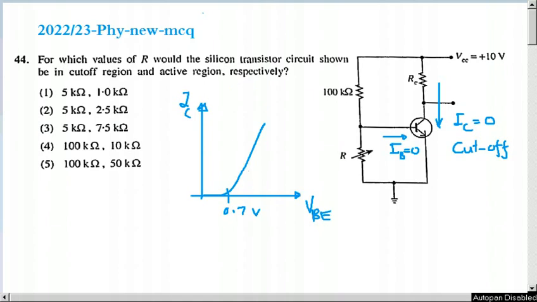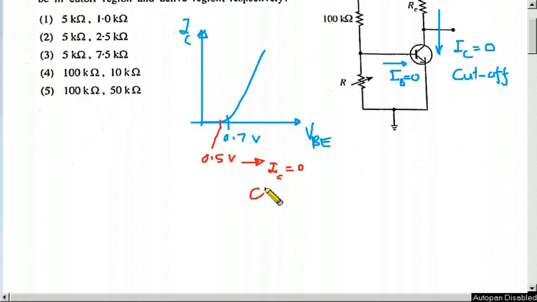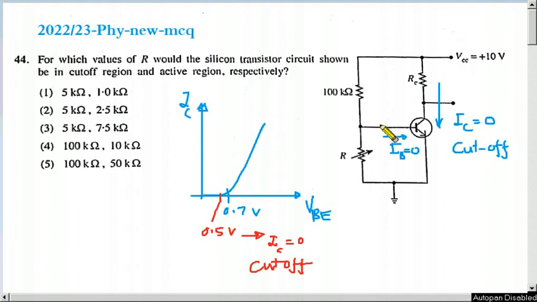If the voltage at base emitter is below 0.7, something like 0.5 volt, then there is no IC current, IC is 0. That is called cutoff region, or cutoff state. This circuit is at cutoff state.